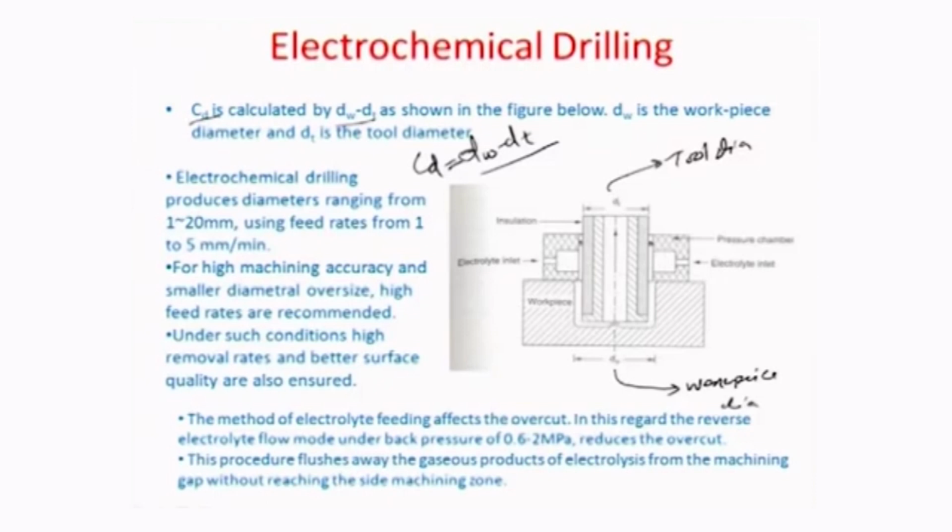So electrochemical drilling produces diameters ranging from about 1 to 20 millimeter, and uses feed rates from 1 to 5 millimeter per minute. Typically that is what the range is, and for high machining accuracy and smaller diametral oversize, high feed rates are recommended. So, under such conditions high removal rates and better surface quality are also ensured.